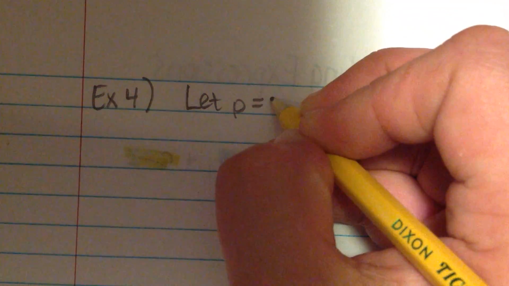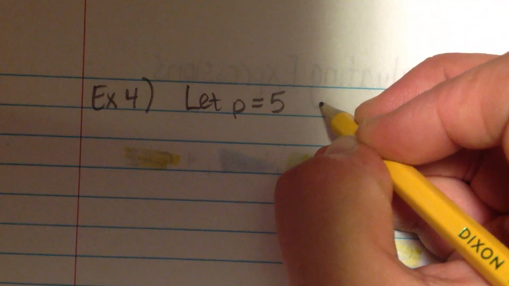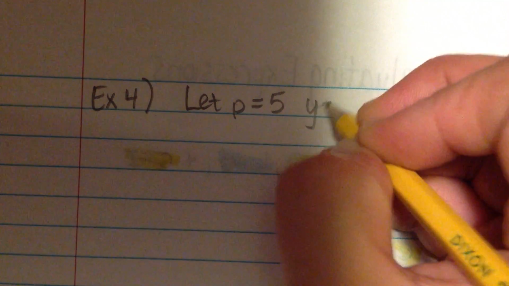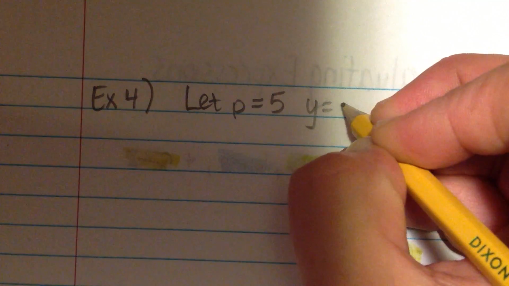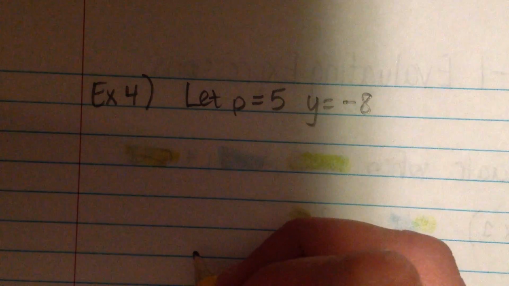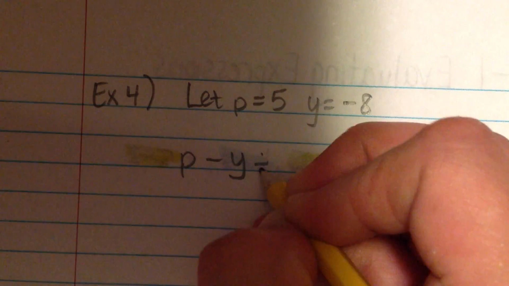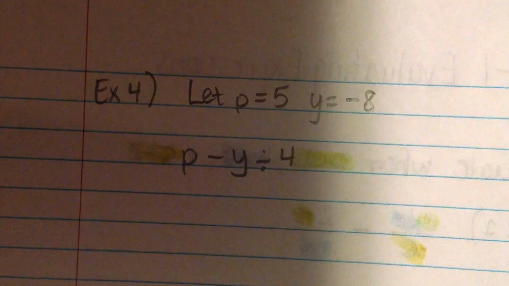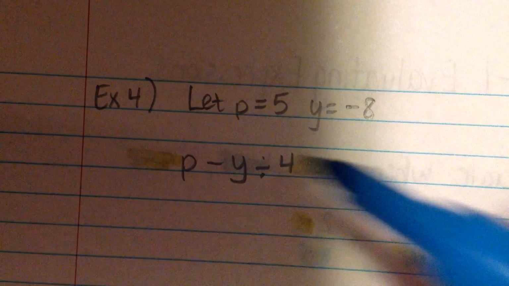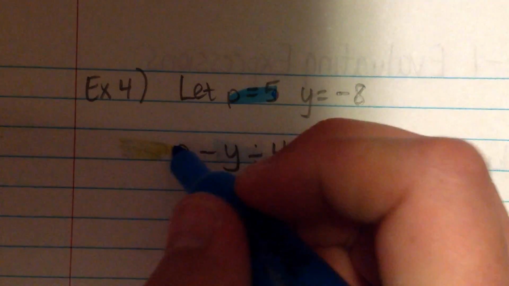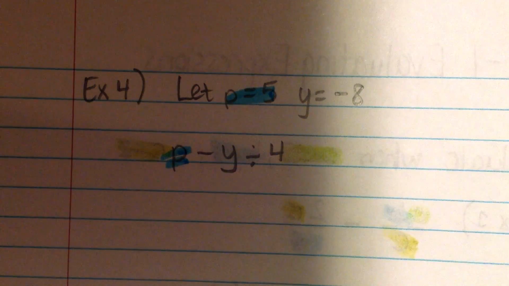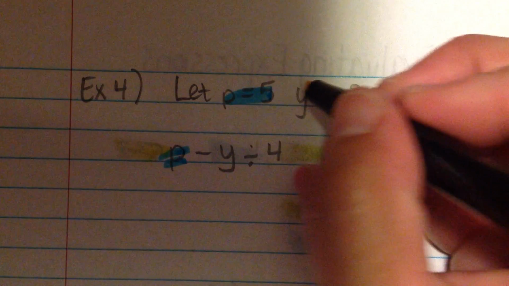Example 4. Let's let p equal 5 and y equal 8, or let's say y equals negative 8. So I want to solve p minus y divided by 4. So again, anywhere I see a p, I'll substitute 5. Anywhere I see a y, I'll substitute negative 8.